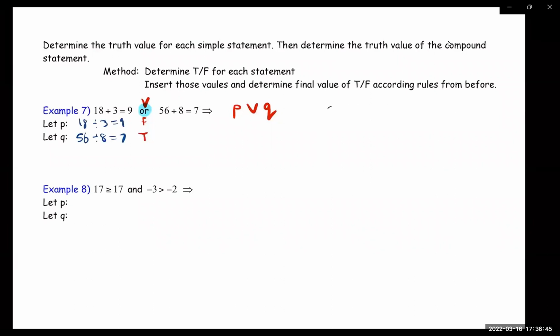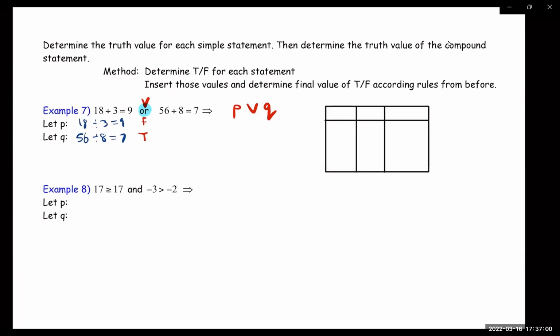It's not a rectangle. Okay, so we got, and then there's 4 cases, right? Case 1, case 2, case 3, and 4. All right, so the cases are true, true, true, false, false, true, false, false.